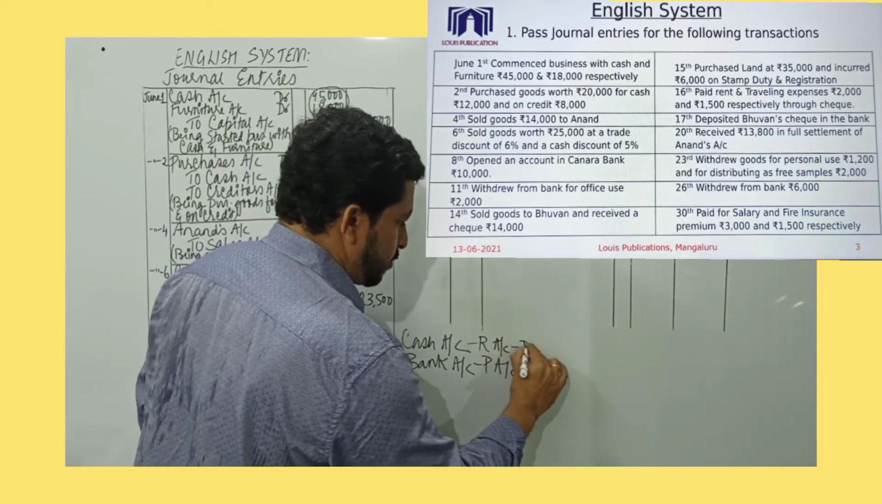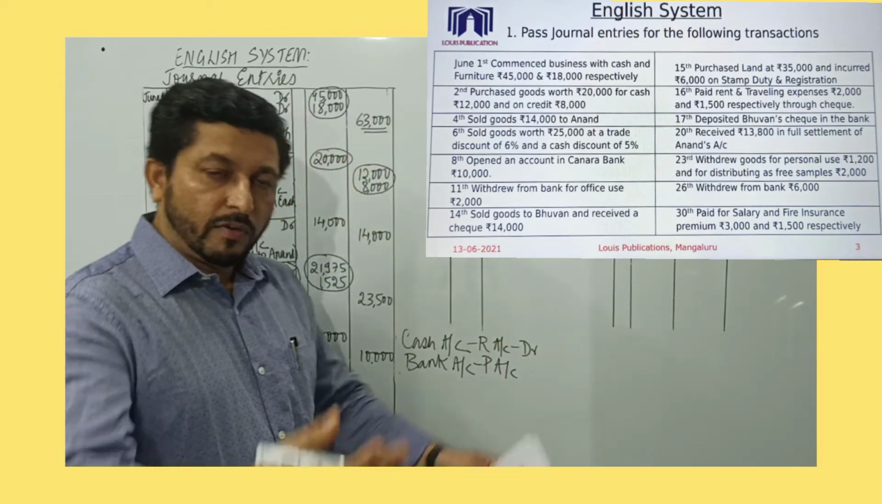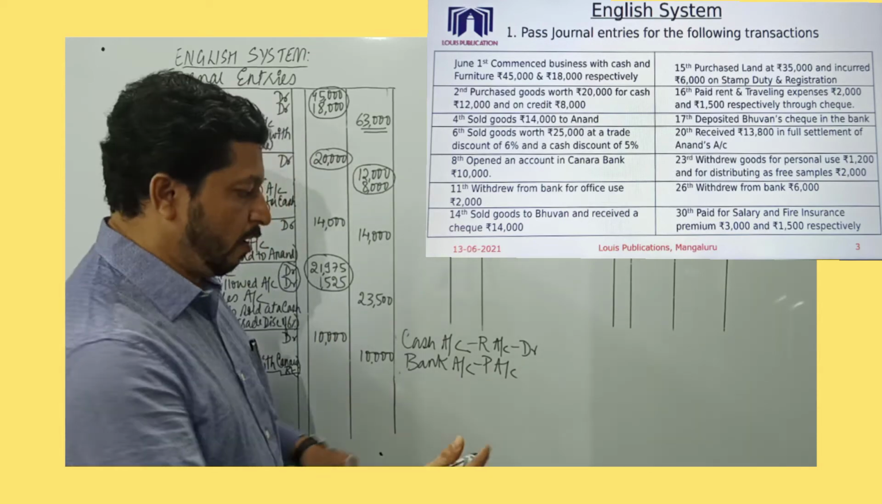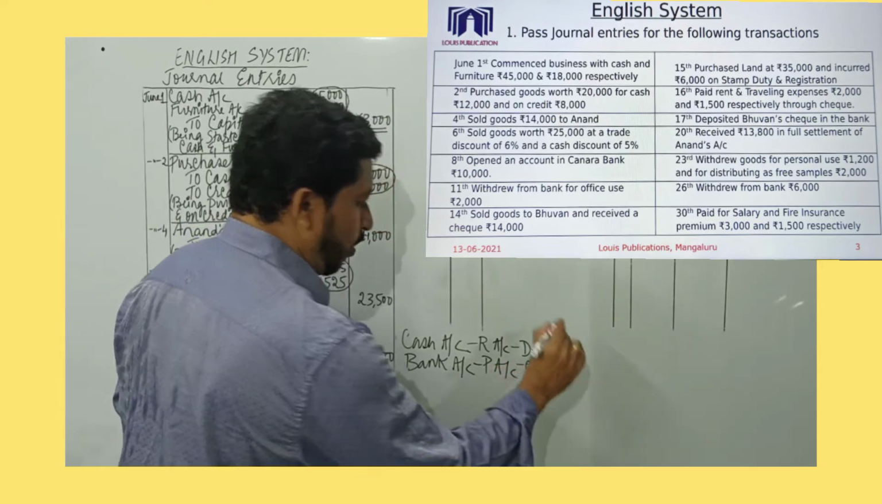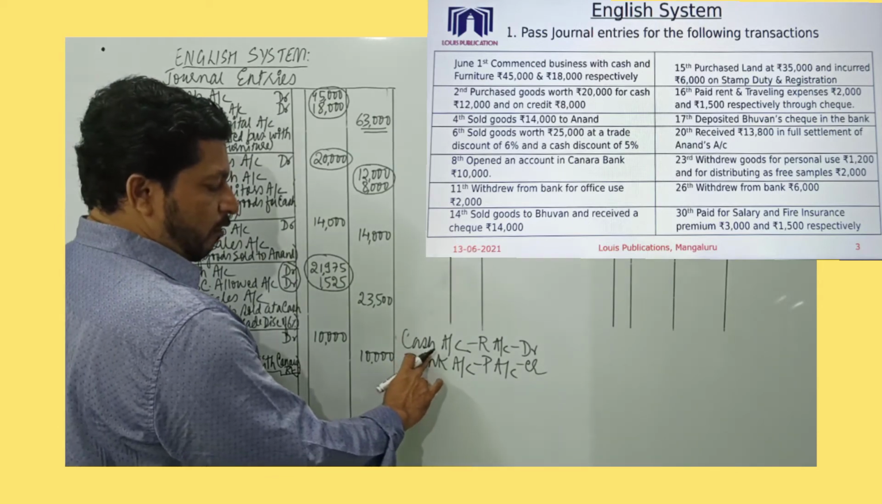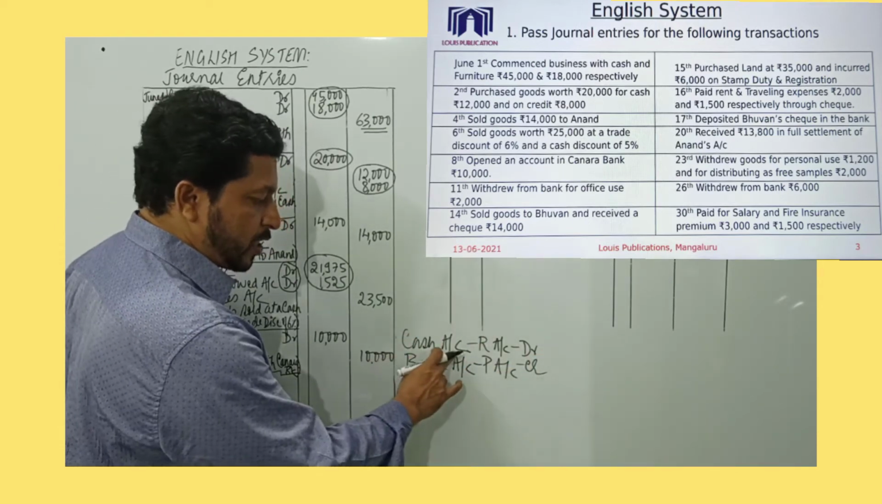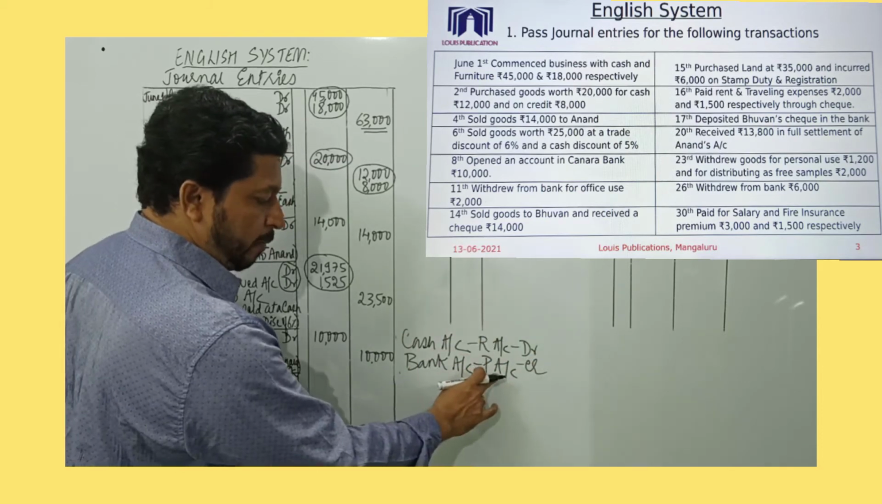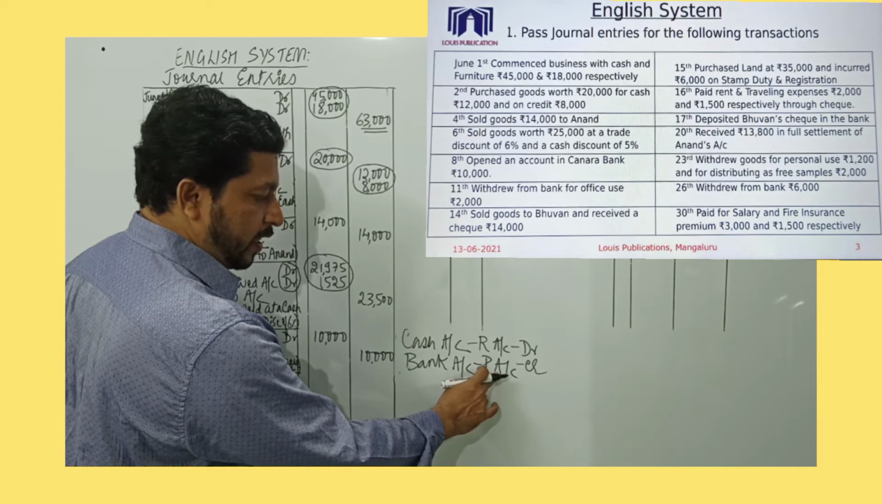So, debit what comes in. And when we are withdrawing money, bank, personal account, bank will be the giver of money. So, credit the giver of benefit. So, when we are withdrawing money from the bank, cash is coming in. And bank is the giver of money, personal account. Credit the giver of benefit.